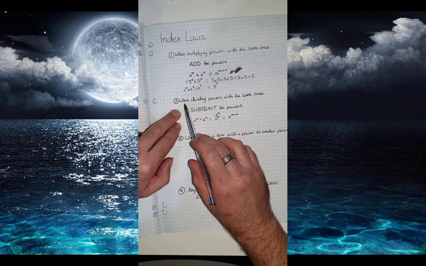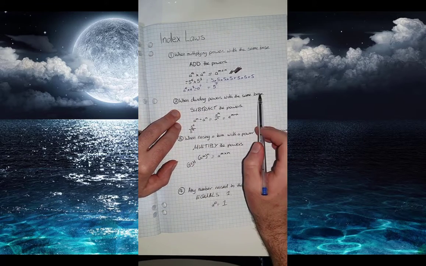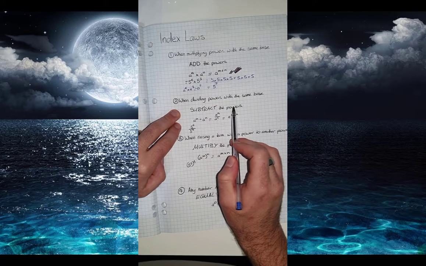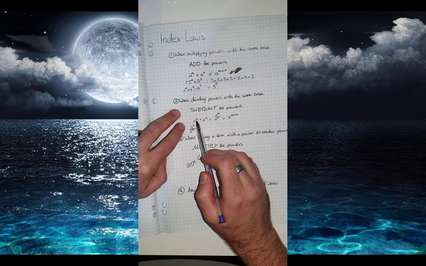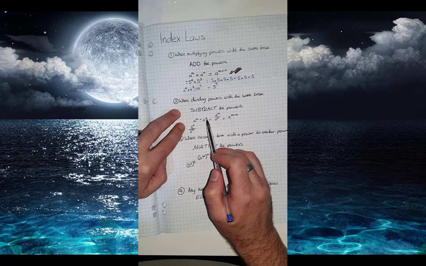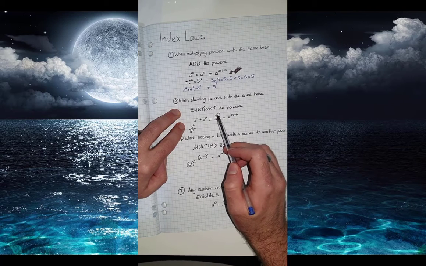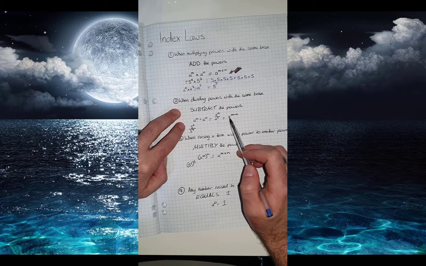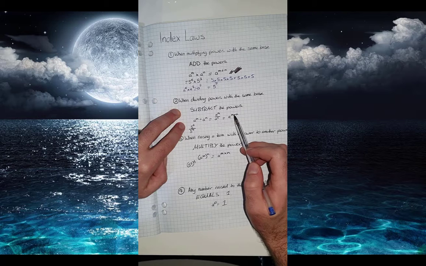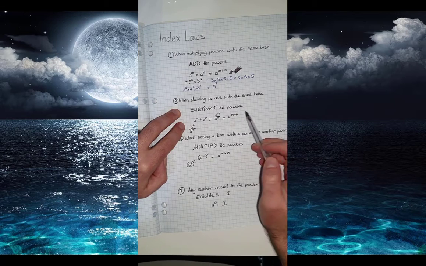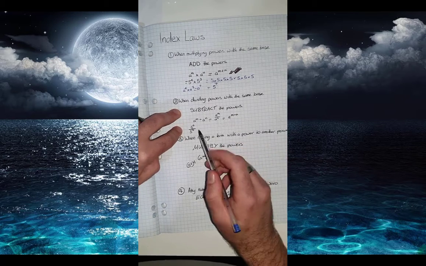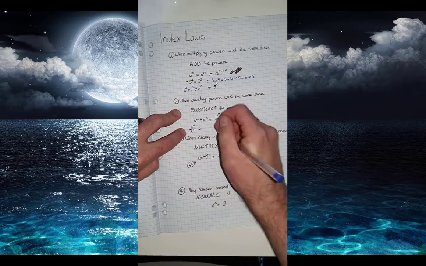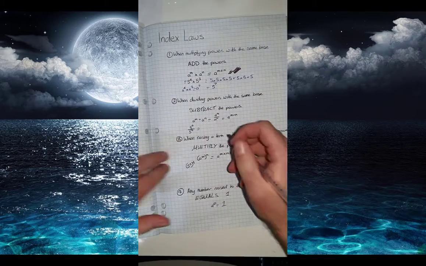Our second law, when dividing powers with the same base, we subtract the powers. So again, a to the power of m divided by a to the power of n equals a to the power of m over a to the power of n, and this will equal a to the power of m take away n. We're subtracting it because there is a division sign. So again, we've got an example here to show you what that means in the expanded form.